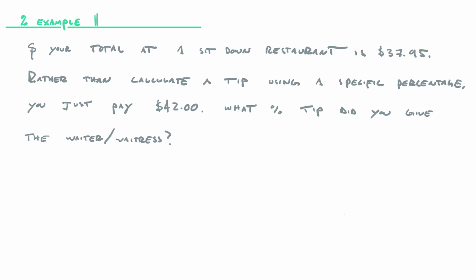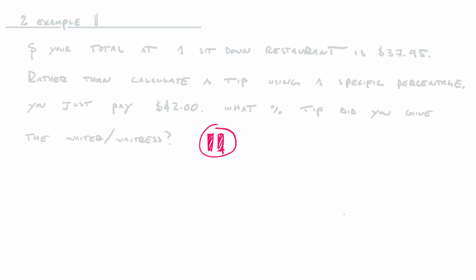Okay, so sometimes there's a danger in doing this because you might under tip someone. I think customarily if everything's nice, you want to tip about 15%. But then you decide, I'm not going to calculate it. I'm just going to do $42. Well, how much did you actually tip in that sense? So let's figure this out.